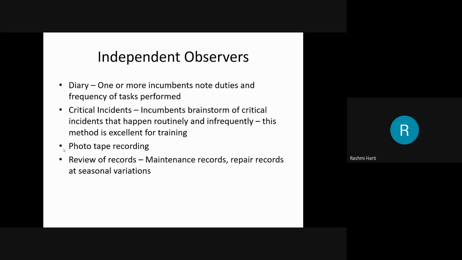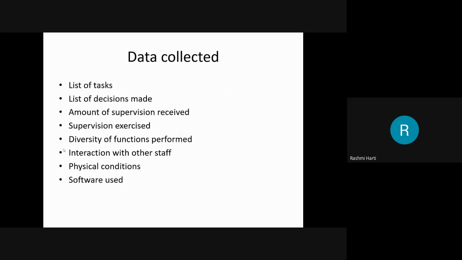So maintenance records, repair records, seasonal variations. All these are various observations which are done by the independent observers. Okay. Then what data is collected by these tools? First, the data collected is the list of tasks being done in the job. Okay. So here you are going to collect the list of tasks which are done in the job. Then you are going to collect the list of decisions being made in the job by a particular person.